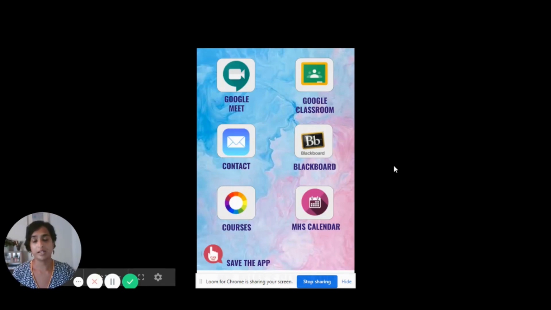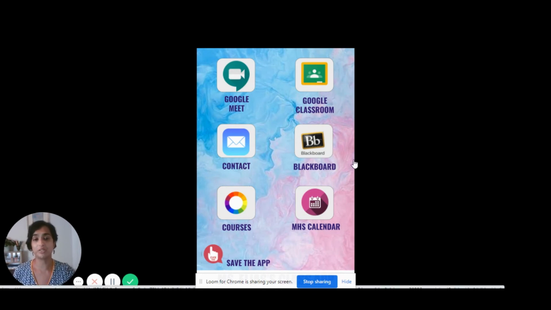So this is what it would look like on their phone. It's not an actual app, it's really a Google slide presentation that's made to look like an app, but they can put it in their phones basically as an app. So they can click on any of these icons here and it'll take them to these places.